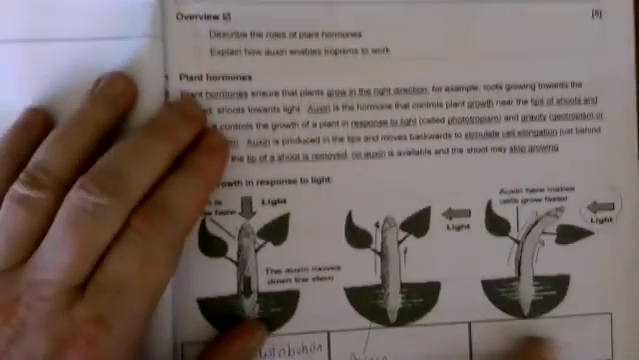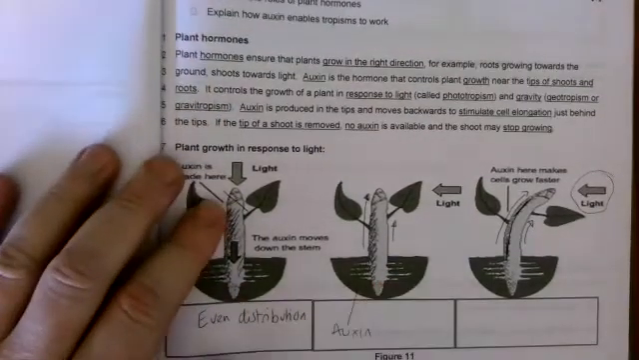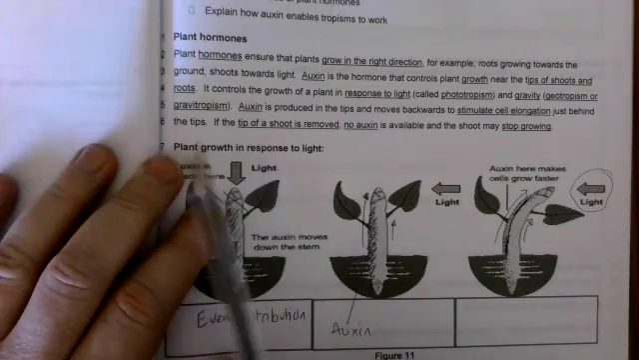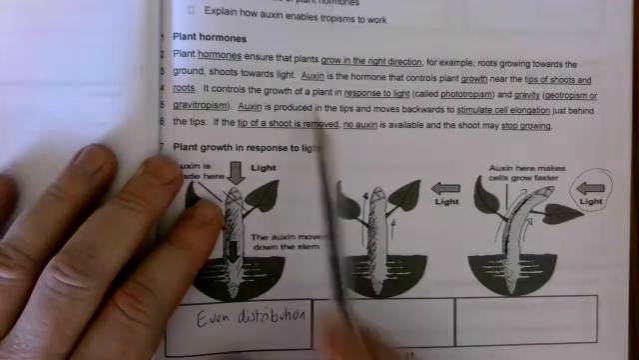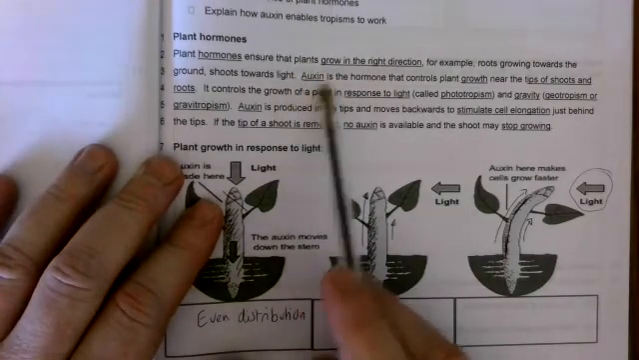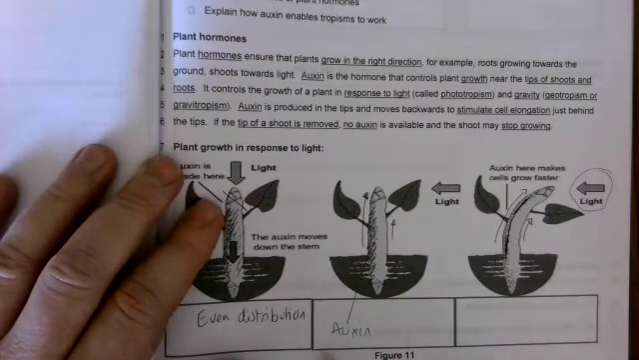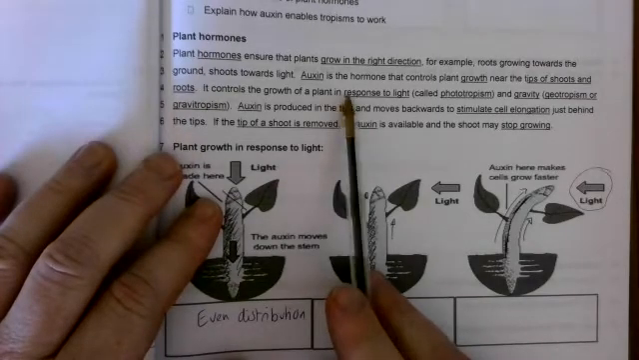So this session is all about plant hormones. Hormones are basically chemicals that give instructions. In a plant, these chemicals do numerous jobs, but one hormone is called auxin, and auxin controls a lot to do with the growth of the plant. It makes sure that the shoots grow up and the roots grow down. So auxin controls plant growth.